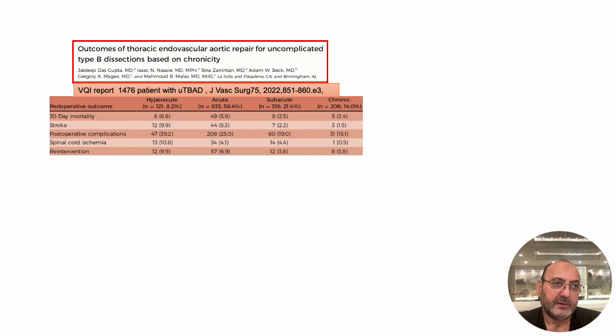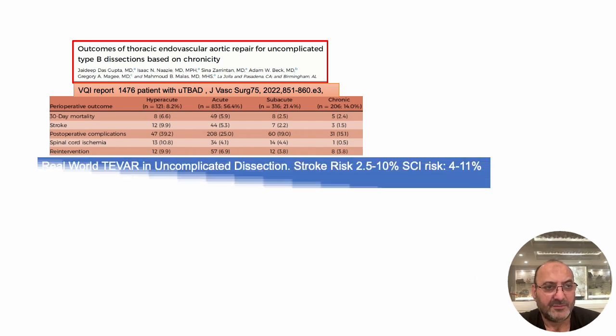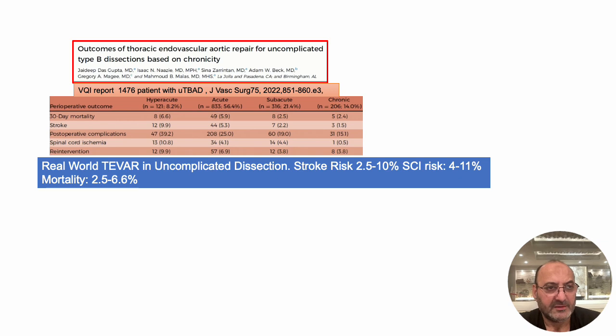Now, why does this argument about TEVAR versus no TEVAR even exist? Because doing a TEVAR is not a walk in the park. This is a VQI study that looked into what happened when you do TEVAR routinely for uncomplicated type B dissection. They found a stroke rate of 2.5% to 10%, spinal cord ischemia risk of 4 to 11%, and mortality of 2.5 to 6.6%. So there are risks for TEVAR.